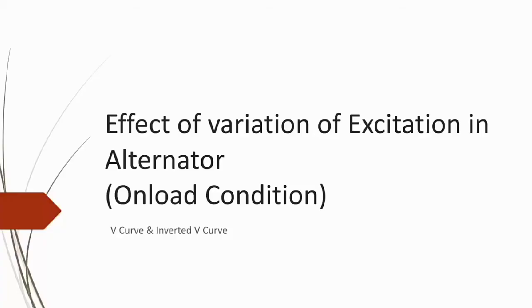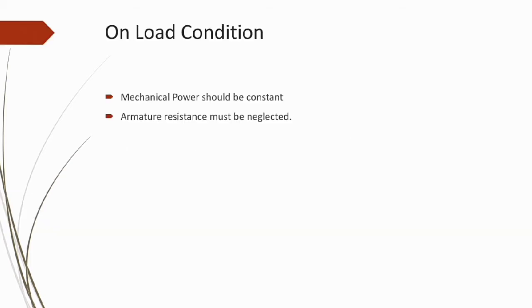Let's continue. So this is the effect of variation of excitation in an alternator, and in this video we will talk about the on load condition. And in the last we will also see how the V curve and inverted V curve will be drawn. So here this is the on load condition.